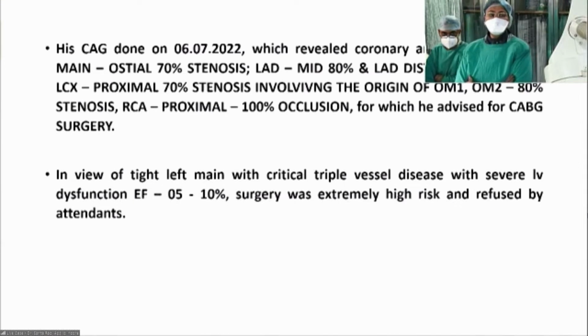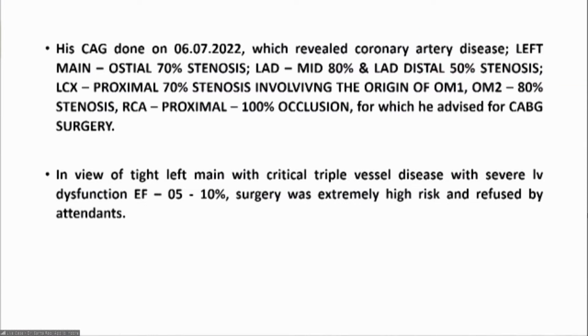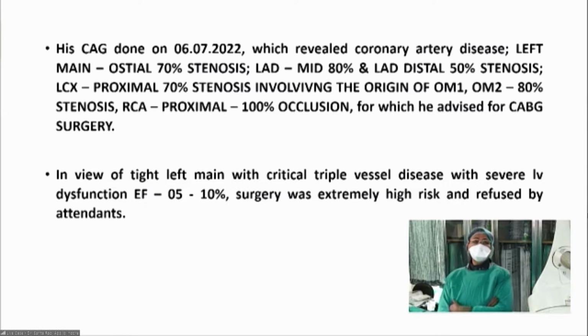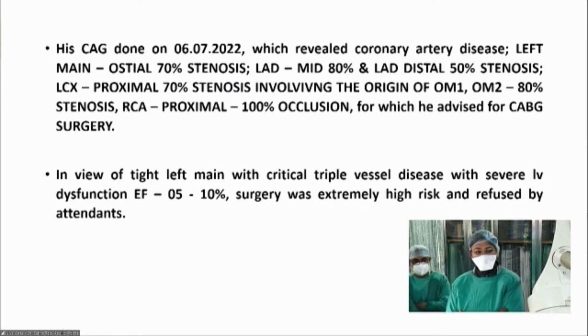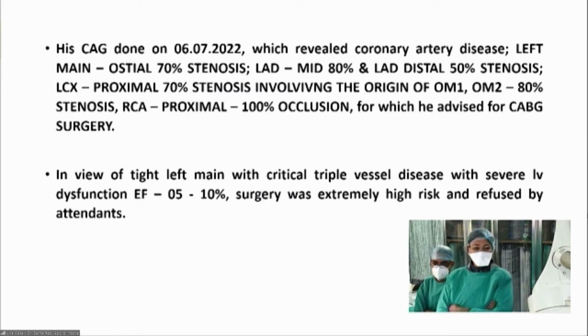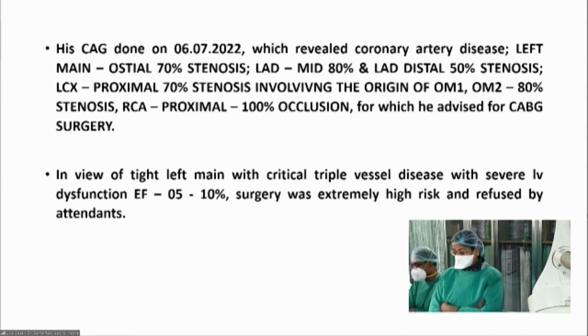Now, this was his angiogram, which was done on 6/7/22 at another hospital. It revealed coronary artery disease with a left main ostial 70% stenosis. His LAD had a mid 80% lesion, distal 50%. The circumflex had a proximal 70% stenosis involving the origin of the OM1. OM2 was also 80%. The RCA had a proximal 100% occlusion. He was advised bypass surgery. In view of his tight left main with critical triple vessel disease and severe LV dysfunction, we confirmed his ejection fraction at our center. It was to the tune of 5 to 10%. The surgery was extremely high risk, and it was refused by the attendants and prognosticated against by the cardiac surgeon as well.